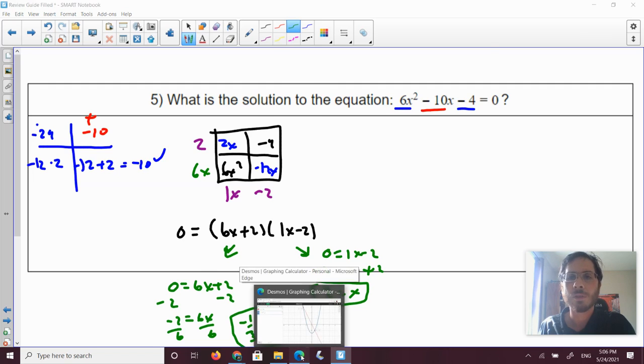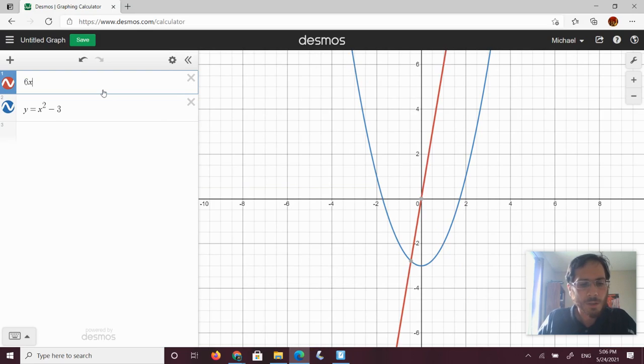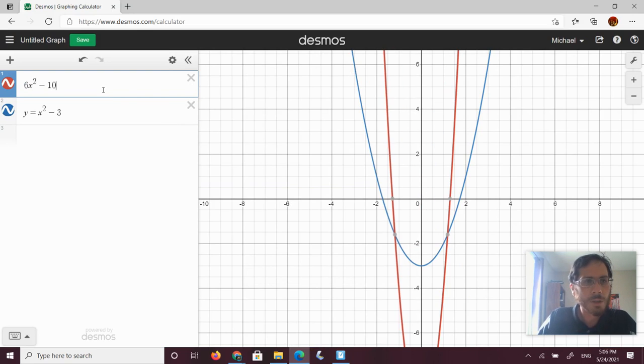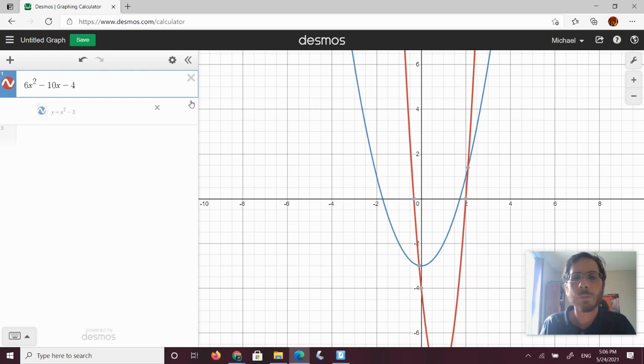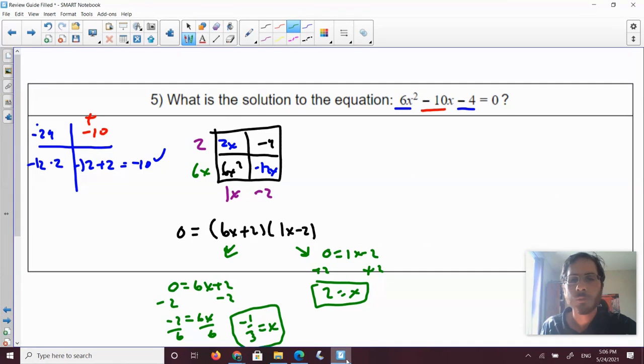So we got 6x squared minus 10x minus 4. Let's remove the blue one. And my two zeros are at negative 0.333, which is negative 1/3, and 2 comma 0. And that's what we got, 2 and negative 1/3. So that worked out perfectly. So again, we could use the graph to help out if we wanted to.